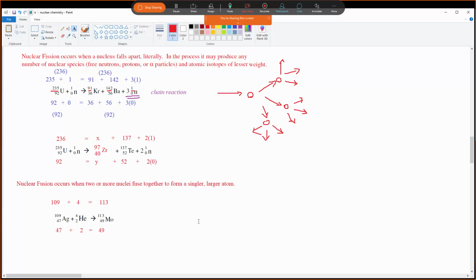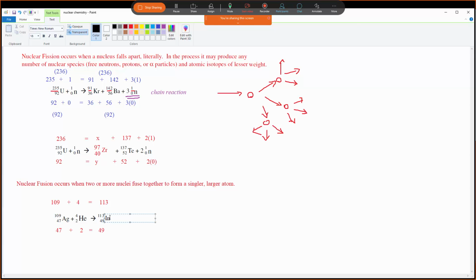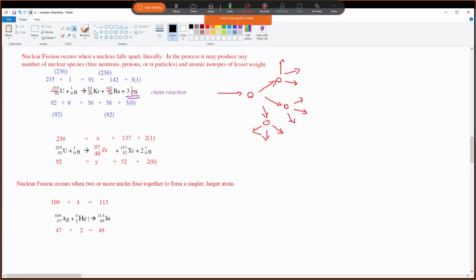Am I wrong about 49? Sarah's a good catcher. Okay. Sarah says element 49 is not molybdenum, it's indium. Thank you for catching that. That's an error in my lecture notes. You guys are good. I'm impressed. Let's fix that right here. There we go. All right, so pardon me. This is what we get. Silver bombarded with helium forms indium.